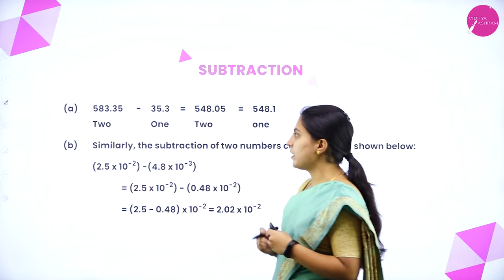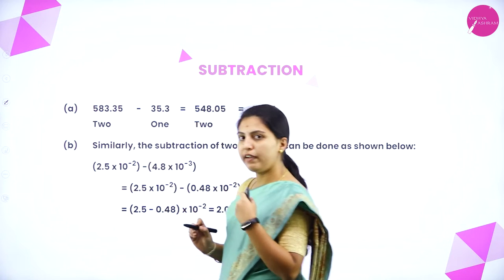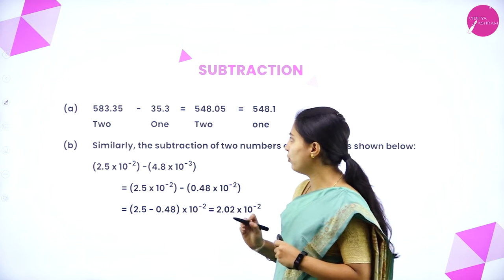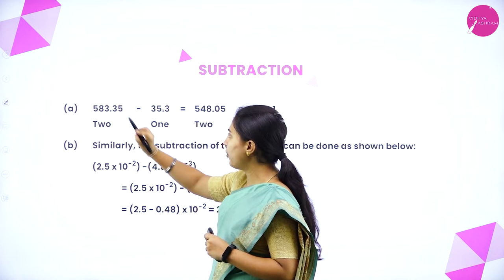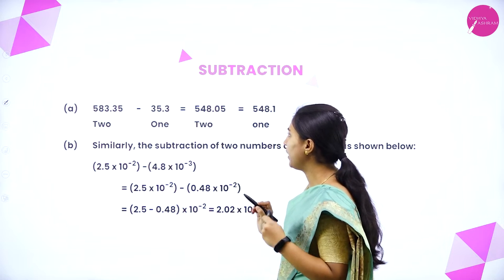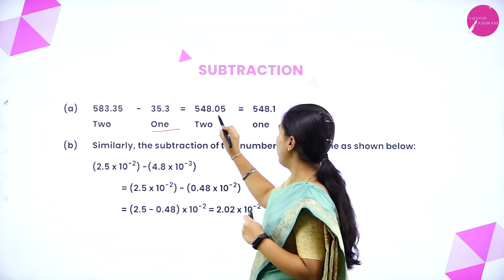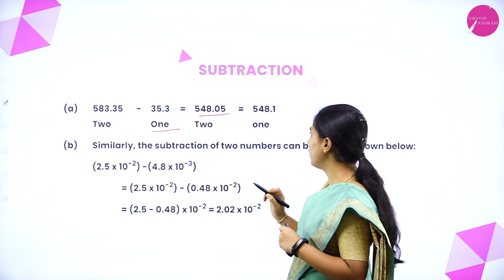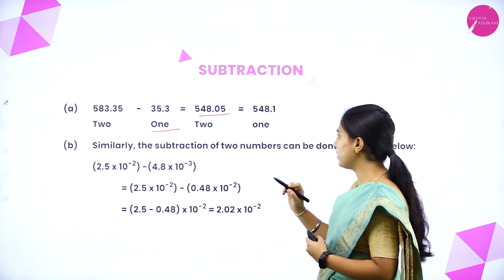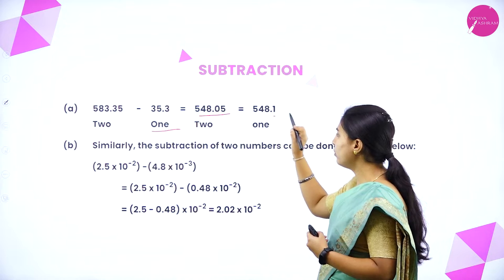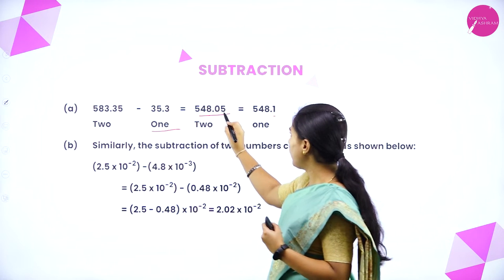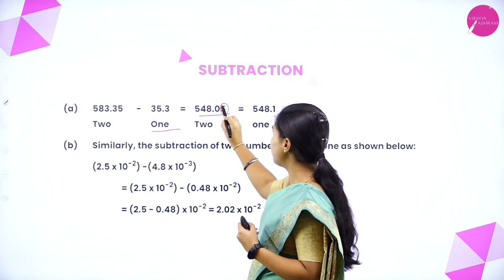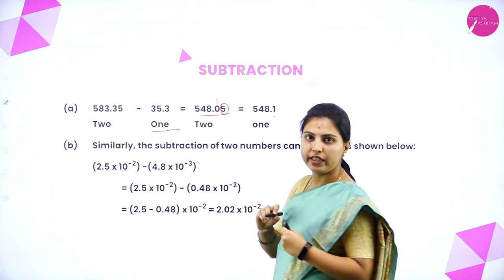Next, we will see the subtraction. It is the same thing we used in the addition rule. 583.35 minus 35.3. This is the least. You will get the answer with 2 decimal points, so you have to convert it into 1 digit. How are you converting? Here 5 is present, so you have to increase 1 digit here.